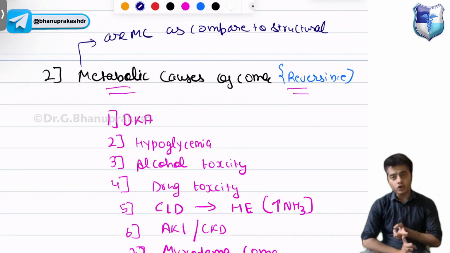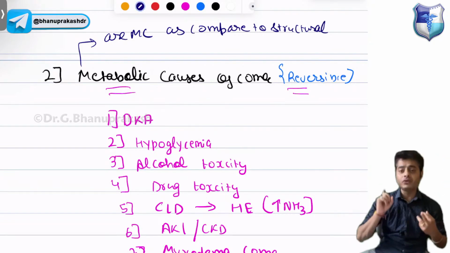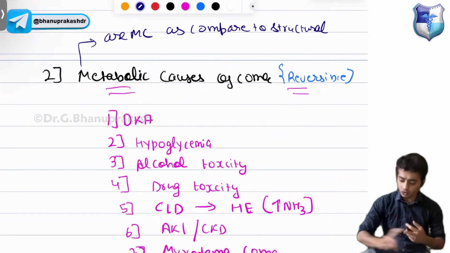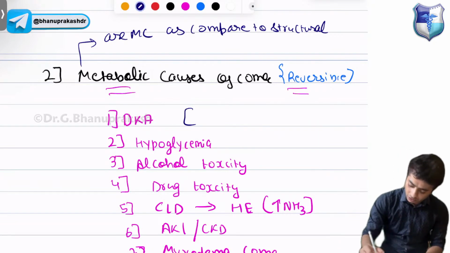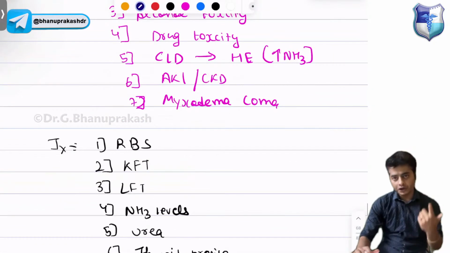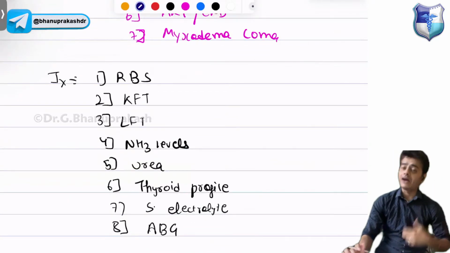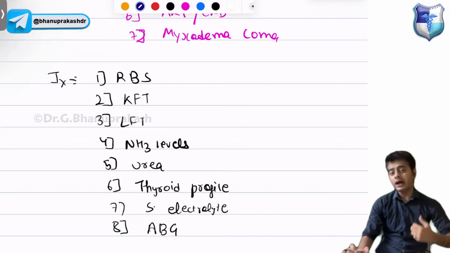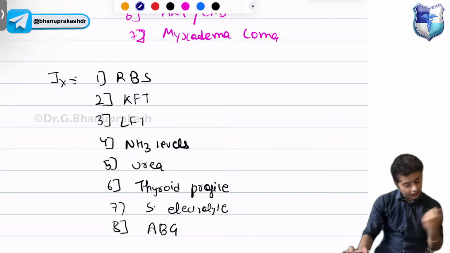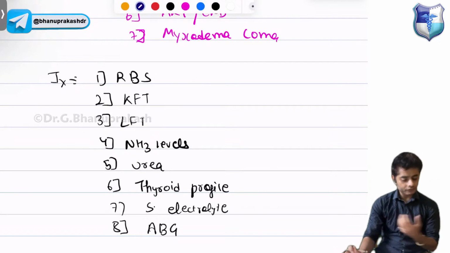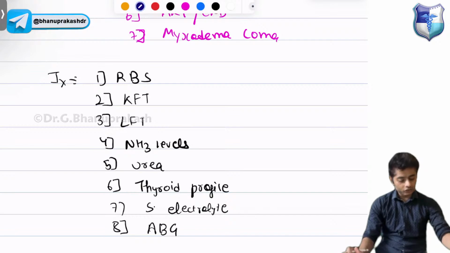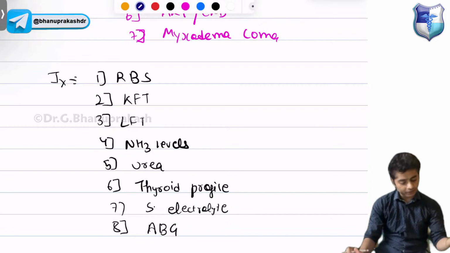So the patient has come to me in coma. I will test for DKA: urine ketone and serum ketone levels. I will do RBS, KFT, LFT, ammonia levels, urea. I will do thyroid profile, सेम एप्लाइड करूंगा, एबीजी करूंगा. अगर हाँ बेटा जीसीएस तो करना ही है, वो तो आपका एग्जामिनेशन वाला पार्ट है, वो तो हम करेंगे जीसीएस.